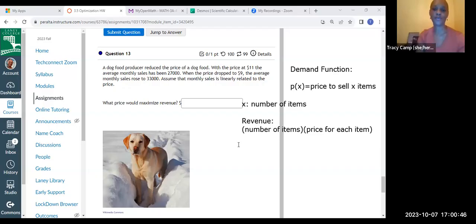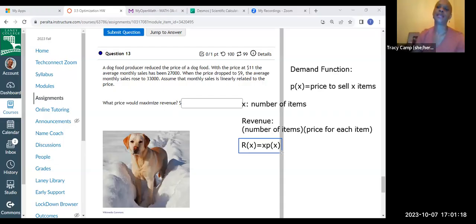So there's actually a formula for revenue, and it's R of X equals X times P of X, where X is the number of items and P of X is the demand function. That's the price to sell X items. So number of items times price. There's the formula for revenue. And that's what we need in order to maximize our revenue. So we'll do that right now.